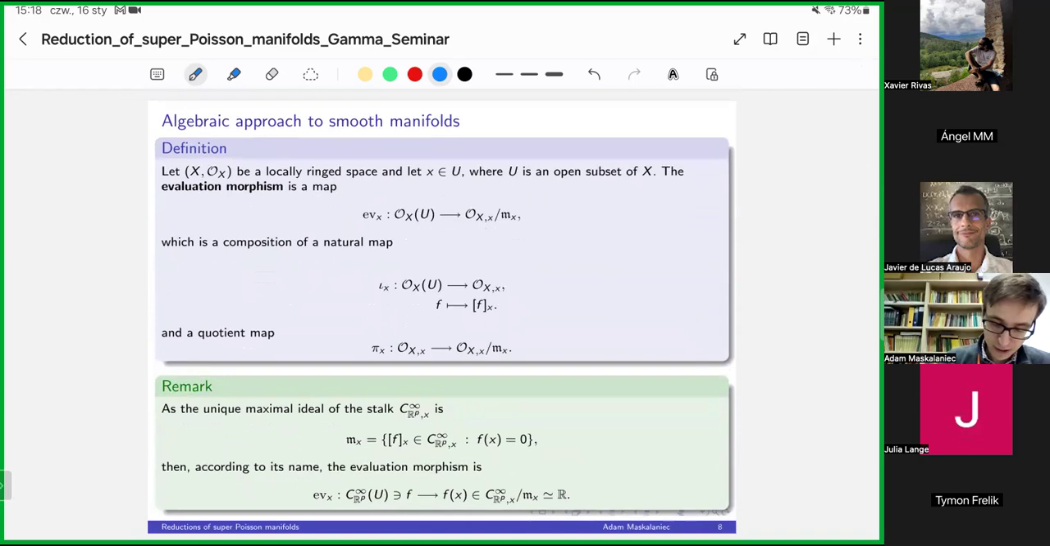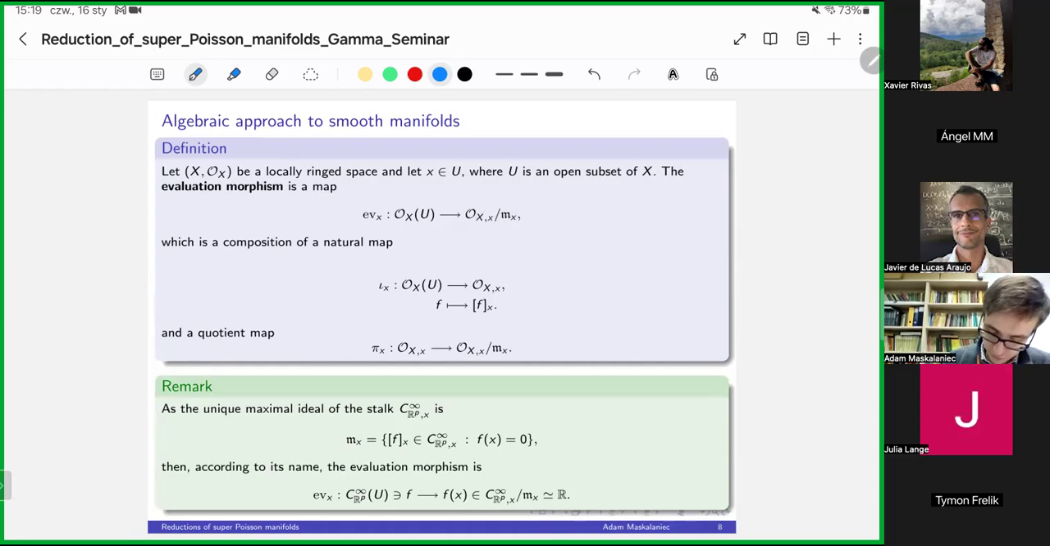And let me establish one important thing about notation. So if we are given a locally ringed space, then the evaluation morphism is a map that assigns to each function the quotient of the induced element in the stalk at point X by the unique maximal ideal in this stalk.